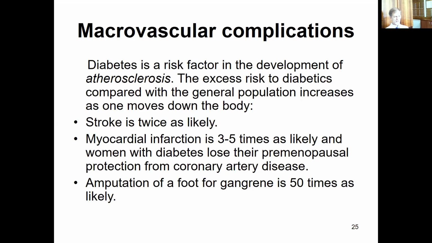And what else may happen? This is damage of big vessels of the limbs, mostly of the lower limbs, the legs. If we have plugging, a catastrophe, thrombosis of the lower extremities, what does it cause? Gangrene, because without blood circulation, tissues die without oxygen and without nutrition. So as a result, we see gangrene. And amputation of the foot for gangrene is 50 times as likely. So mostly all cases of gangrene and amputation are, unfortunately, a result of diabetes.